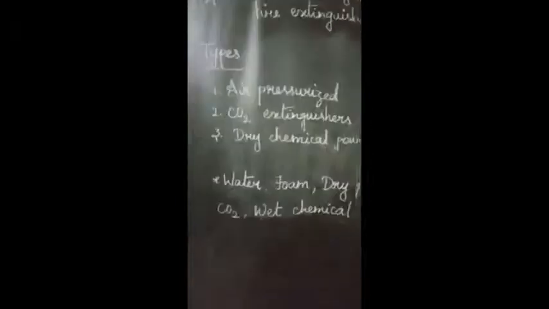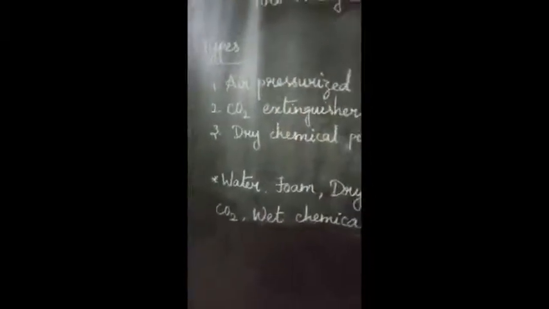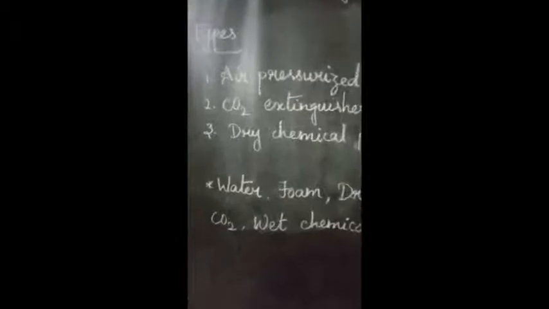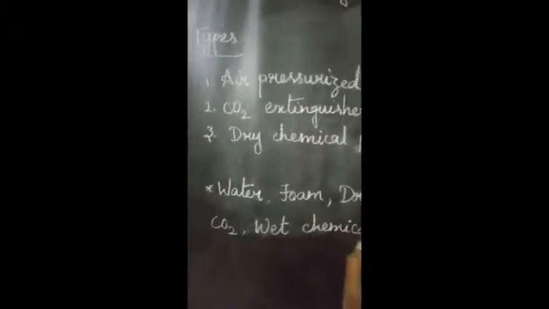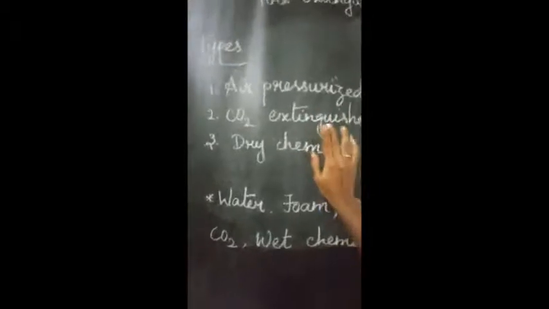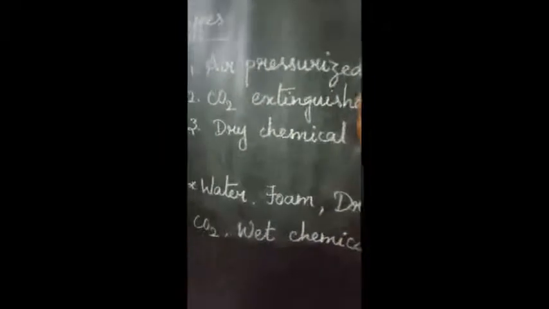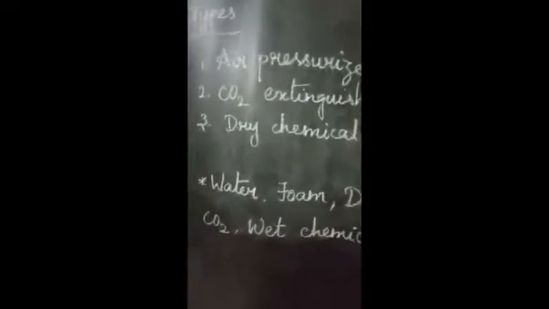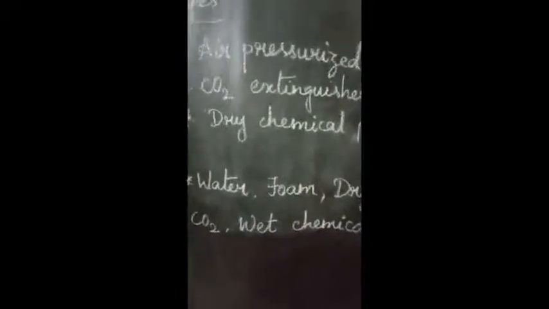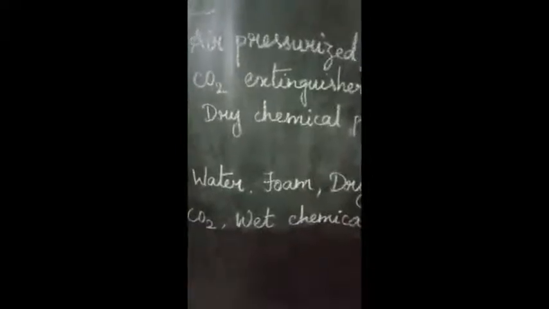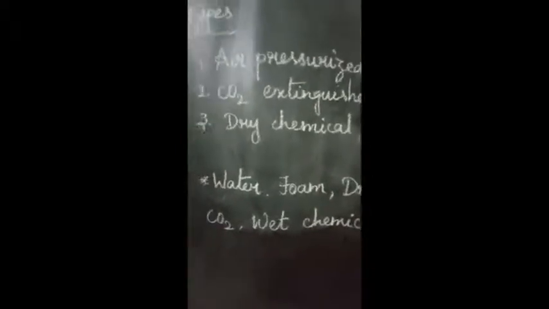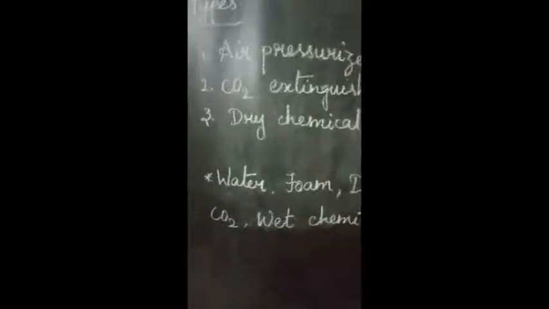Next is the types of fire extinguisher. What are the different types of fire extinguisher? Usually there are three major types. Only these three are considered the major types, compared to the remaining ones. So what are the three important types? The first one is the air pressurized extinguisher. It means it is filled with air alone, which can be used for decreasing the fire level. For that purpose, it is air pressurized.